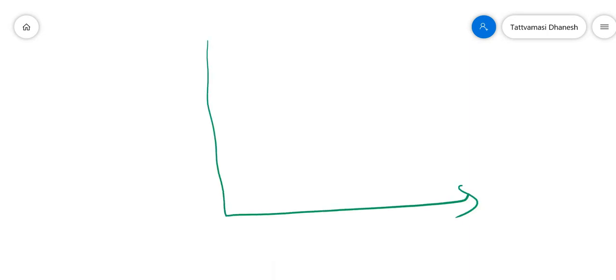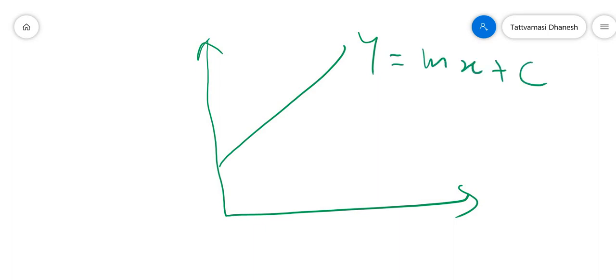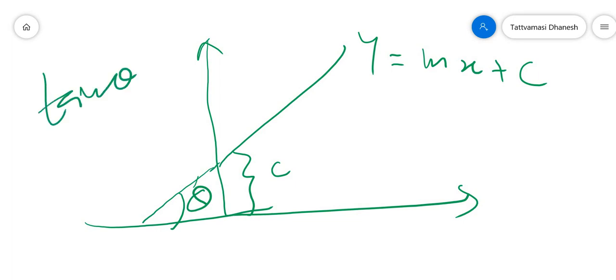For example, this is what you can see here. This is the graphical explanation. This is the line y is equal to mx plus c. What is c here? This is c. What is m here? If you extend this line, you will get this angle theta. The tan of this theta, tan theta, is m. Tan theta is equal to m.